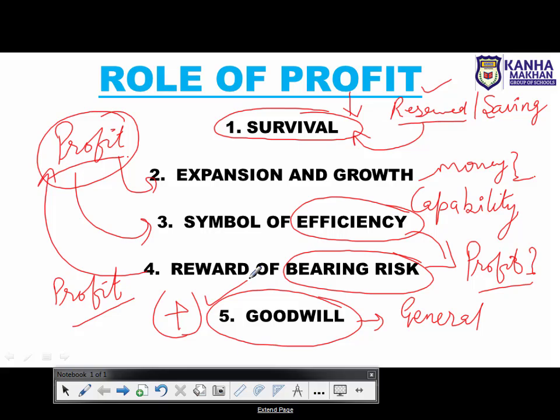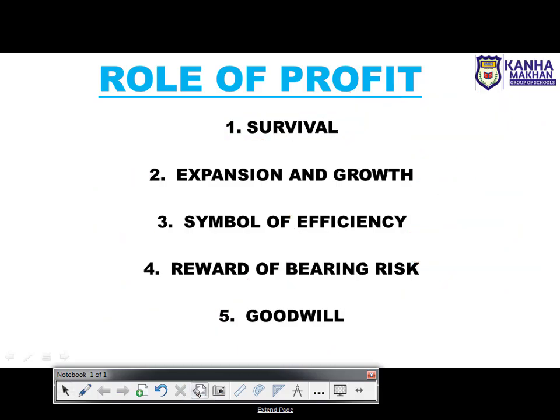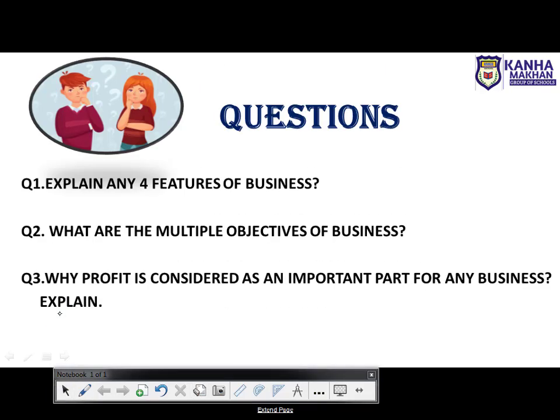So these were the different topics, these were the different reasons, points which justify that the profit earning is important for a business, or what is the role of profit in a business, right? Okay, so with this let's move with the question part. Okay, so let's discuss the question.